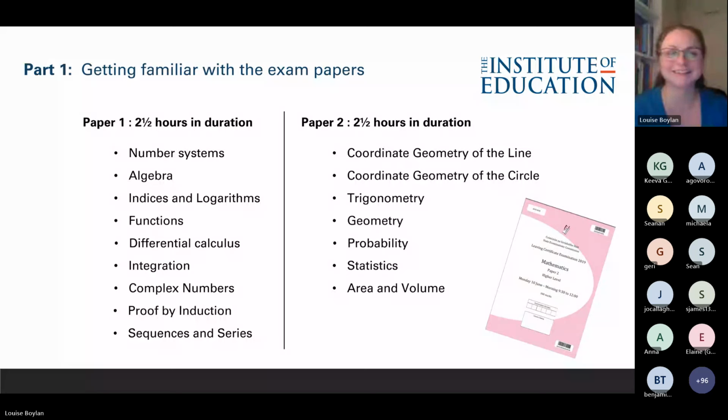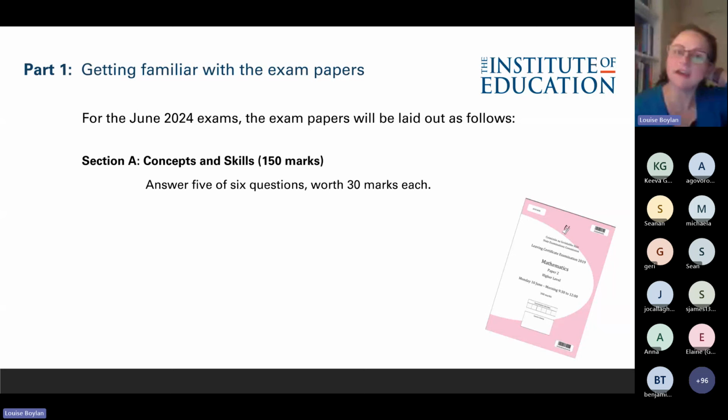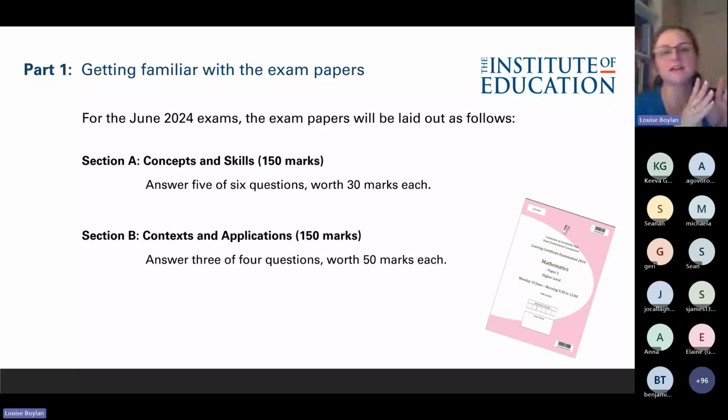Now, for the exam this June, this is the layout. The exam is in two parts, section A and section B. Section A is our concepts and skills. That's 150 marks, half of the exam paper. And section B is what we call the context and applications. These are the real life questions, the real-world questions, where the maths comes in to real world examples.